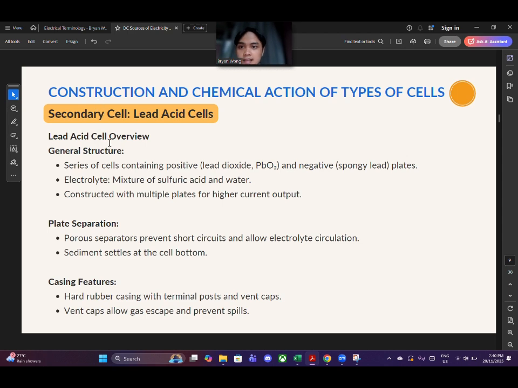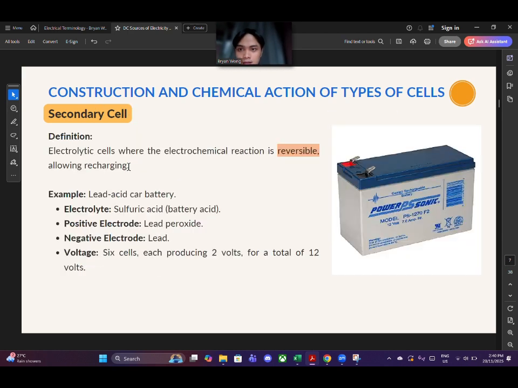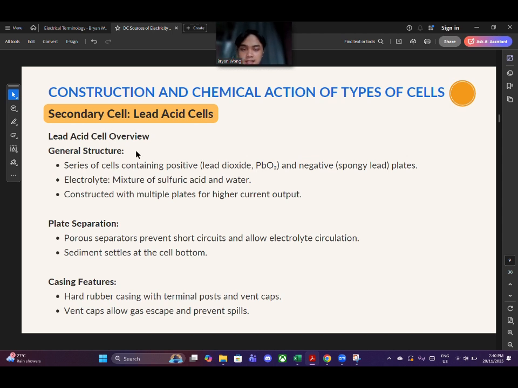Next, lead acid cell overview. Now we're going to jump into the lead acid cell. It's still a secondary cell. The general structure of a lead acid cell is a series of cells containing positive plates, usually lead dioxide, and negative spongy lead plates. This is the lead acid structure. For the electrolyte, it contains a mixture of sulfuric acid and water, and is constructed with multiple plates for higher current output. That is the construction for lead acid cells.